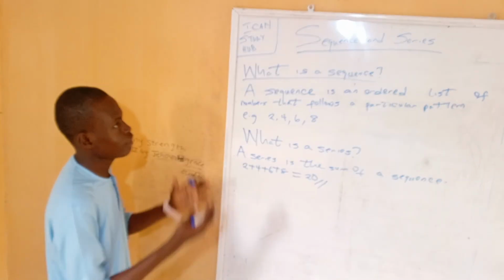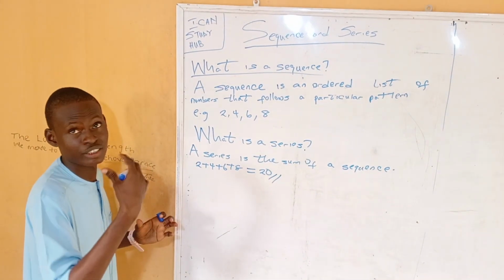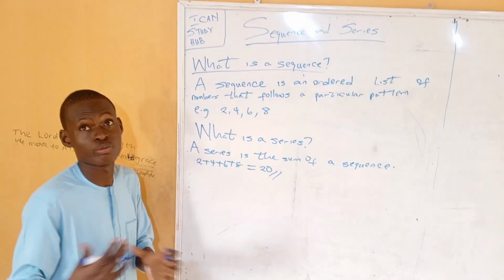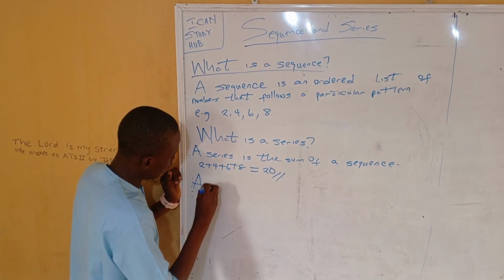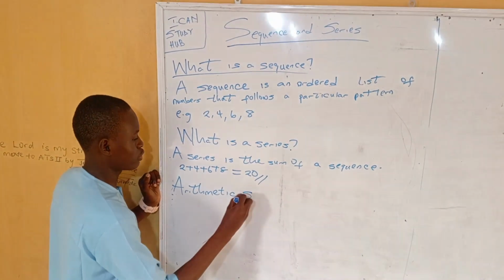So now, we have two types of sequence and two types of series. We have the arithmetic sequence and the geometric sequence, and then the arithmetic series and geometric series. So now, let's talk about the arithmetic sequence.